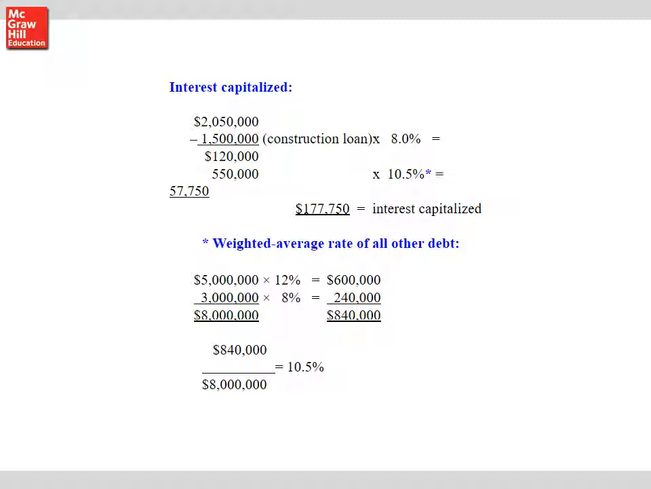So we're going to take that $5 million bond times 12%. The normal interest paid during the year is $600,000. We're going to do the same thing with the long-term note.